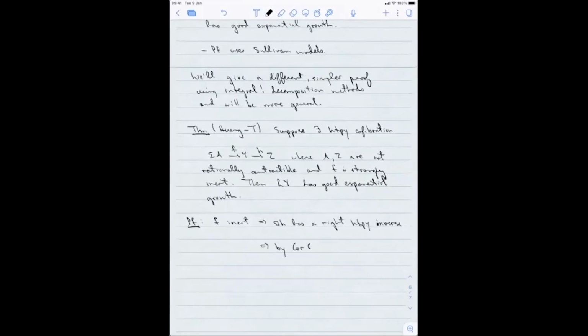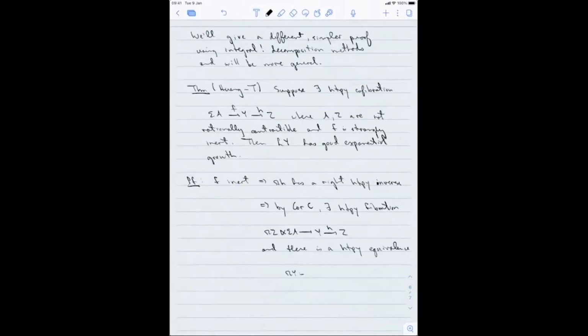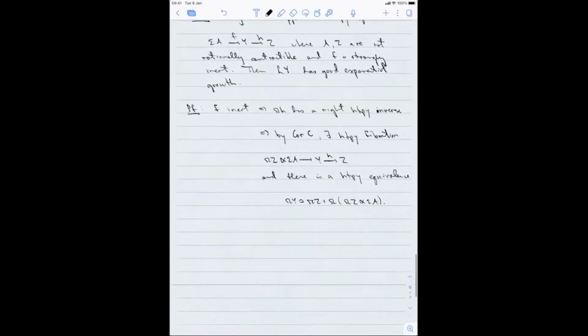By what we were calling corollary C, when we look at the fiber of this map from Y into Z, its fiber will be loop Z half smash suspension A. And there's a homotopy equivalence: loop Y is loop Z cross the loops on loop Z half smash suspension A. Okay, F is strongly inert.